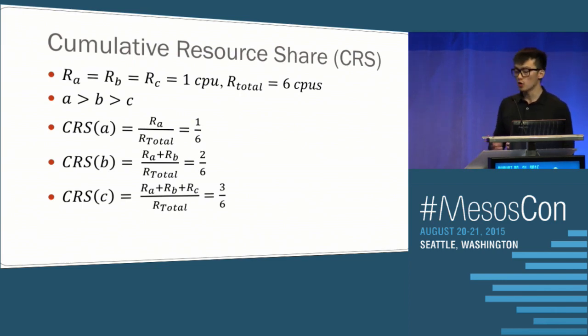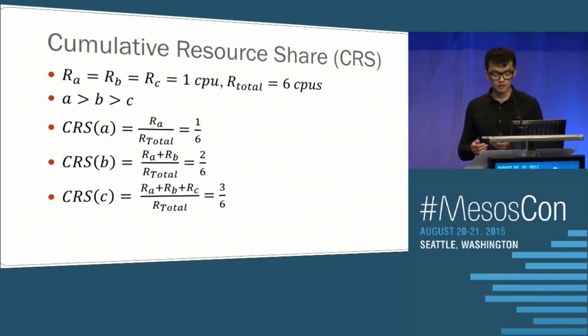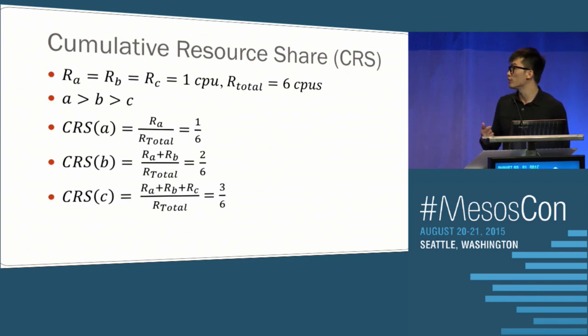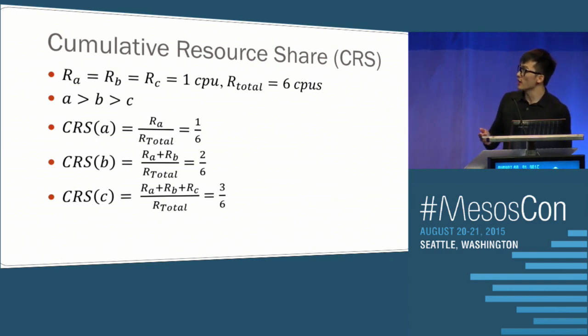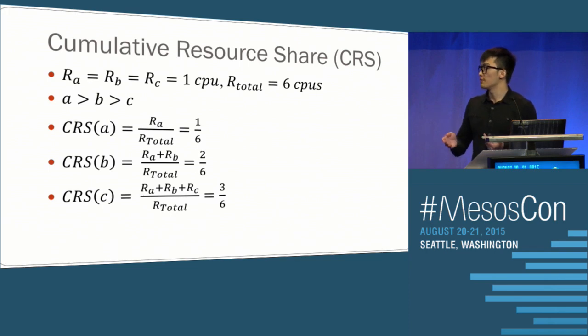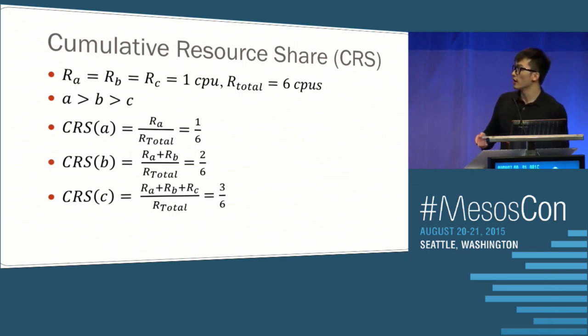To show a quick example, from our previous example, again, to recap, we have 6 CPUs. Each task is taking 1. Let's say we do the calculation for a single user. Here, there are 3 tasks, A, B, C. A is more important than B, B is more important than C. And we just do the calculation: CRS of A is just the resource of A divided by total resource, CRS of B is the sum of RA and RB, and CRS of C is the same idea.